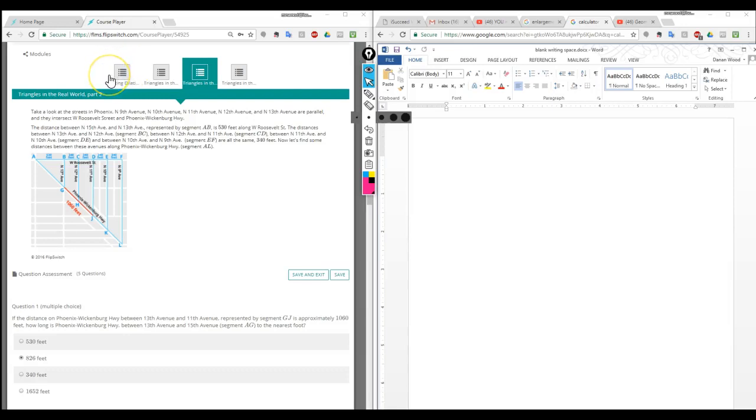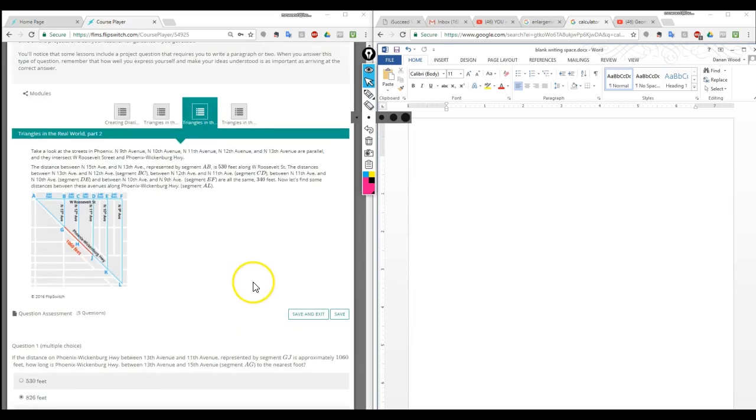Alright, well, welcome to lesson 19's portion of the project. So take a look at the streets in Phoenix. North 9th Avenue, North 10th Avenue, North 11th Avenue, North 12th Avenue, and North 13th Avenue are parallel, and they intersect West Roosevelt Street and Phoenix-Wickenburg Highway.